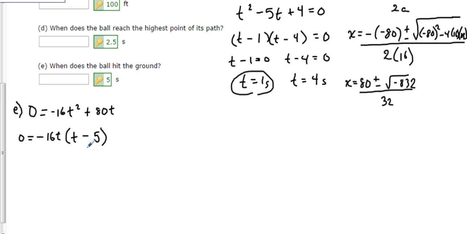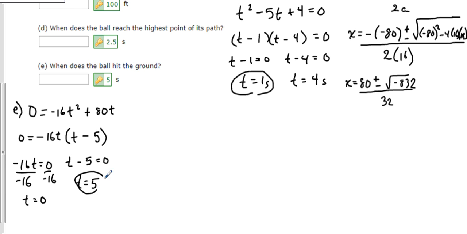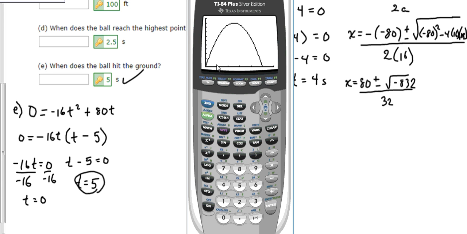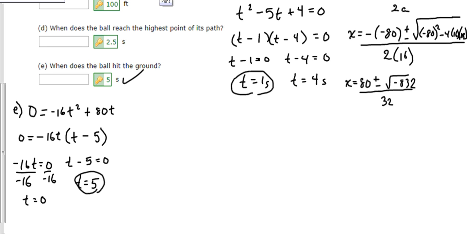Now we have 2 factors here, and once again we're going to set those 2 factors equal to 0. Negative 16t equals 0. We can divide both sides by negative 16, and that, of course, is going to yield us t equals 0. If t minus 5 equals 0 and we add 5 to both sides, we're going to get t equals 5. The 0 answer doesn't make any sense because that's before we throw the ball, so we can disregard this. But t equals 5 is when the ball hits the ground. So t equals 5, and we can look on our graph. This is 1 second, 2 seconds, 3 seconds, 4 seconds, 5 seconds. You can see that's when the ball does indeed hit the ground.